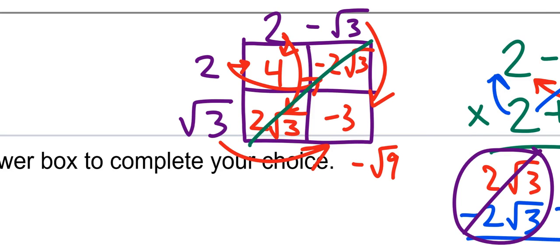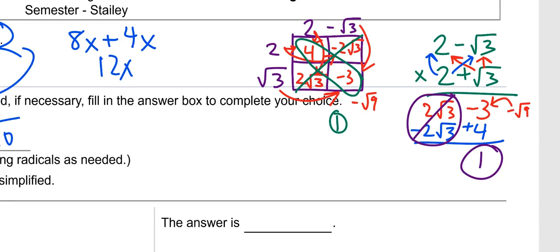In this particular method, you could see that those 2 are going to cancel out. And you're going to be left with 4 minus 3. And 4 minus 3 is positive 1. Okay, so that's method number 2.